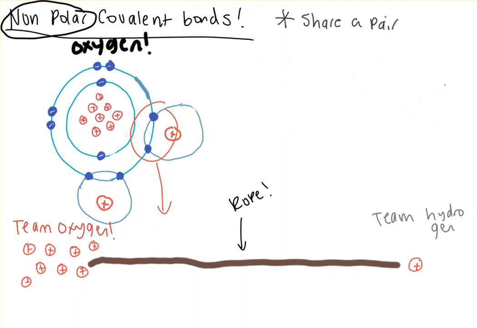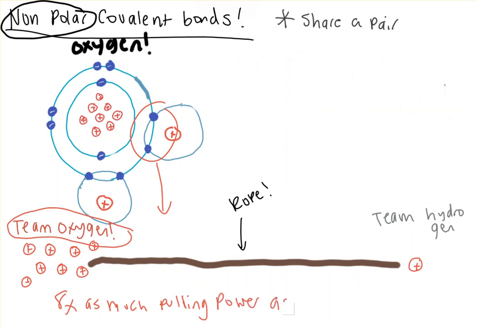So, look at this picture for a minute and imagine it's a tug-of-war. Which team do you think will win? If you said oxygen, you are of course correct, because oxygen has 8 times as much pulling power as hydrogen. So these are still being shared, they're just being shared unevenly.